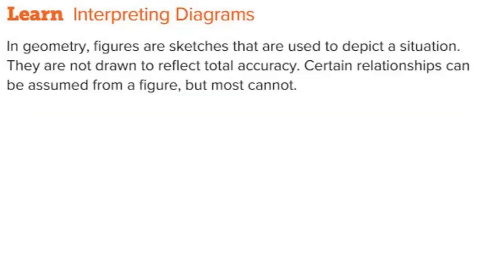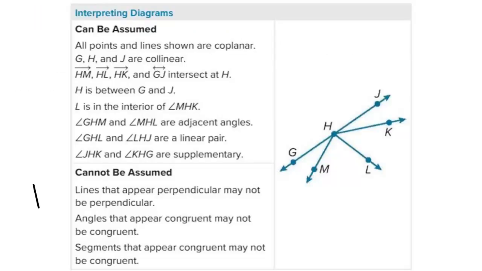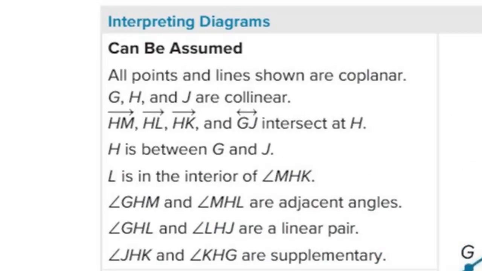In geometry, figures are sketches that can be used to depict a situation. They are not drawn to reflect total accuracy. Certain relationships can be assumed from a figure, but most cannot. So these are the things that we are allowed to assume from a picture. All the points and lines shown are coplanar. So we can assume things are coplanar.